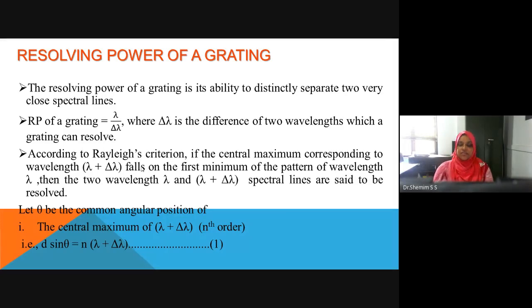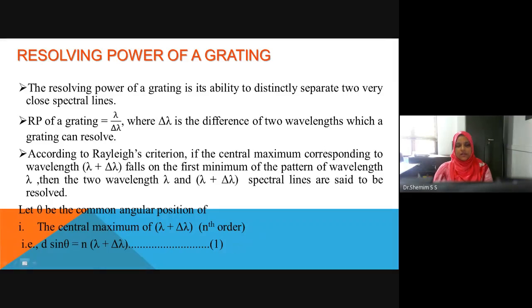So here, if you consider lambda plus delta lambda as the first spectral line, if the central maximum corresponding to lambda plus delta lambda falls on the first minimum of the pattern formed by lambda, then these two wavelengths are said to be just resolved. Then we can say that these two wavelengths are just resolved.